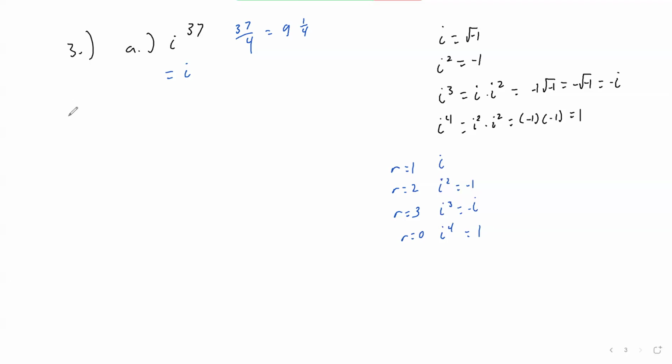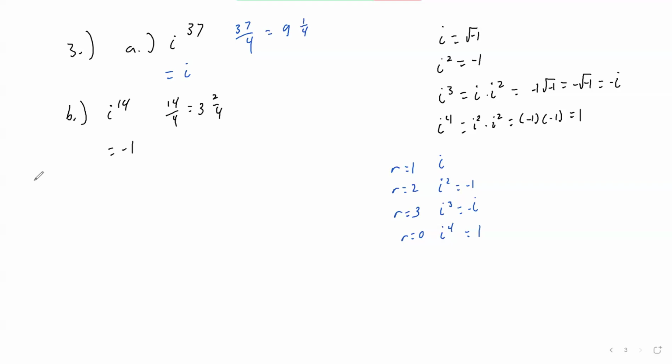All right, so let's look at another one. Let's look at part B. Part B says i to the 14th. Right, so I'm going to take this 14, divide it by 4. 4 goes into 14 3 times for a remainder of 2. Remainder of 2 tells me the answer here is negative 1. And that's it.